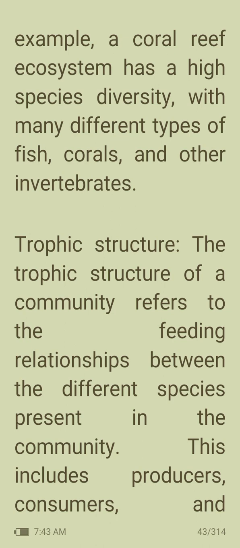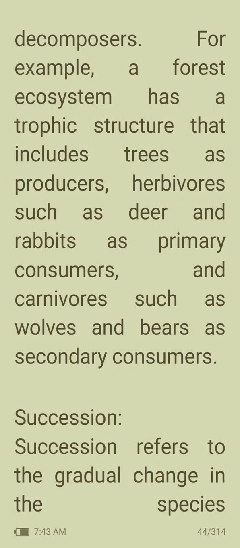Trophic structure. The trophic structure of a community refers to the feeding relationships between the different species present in the community. This includes producers, consumers, and decomposers. For example, a forest ecosystem has a trophic structure that includes trees as producers, herbivores such as deer and rabbits as primary consumers, and carnivores such as wolves and bears as secondary consumers.